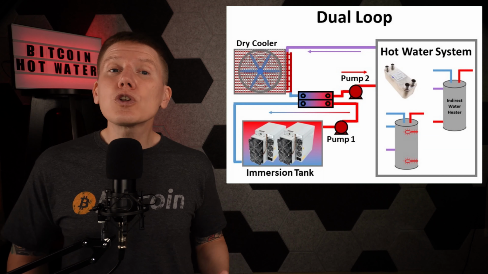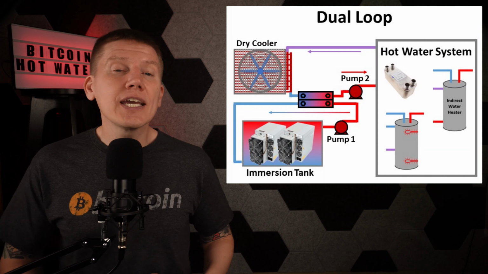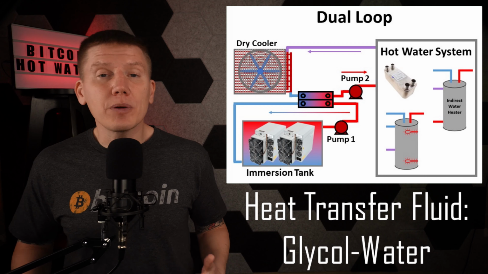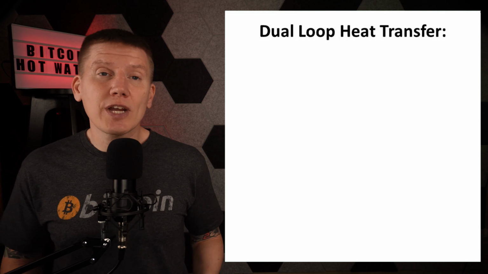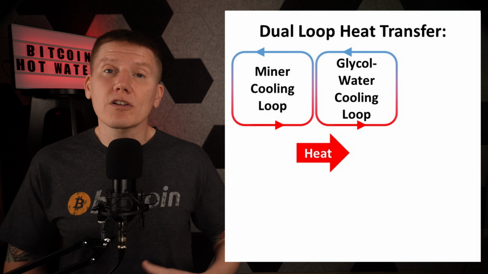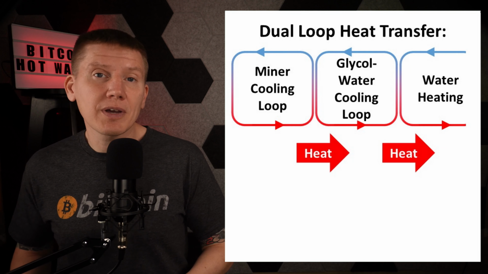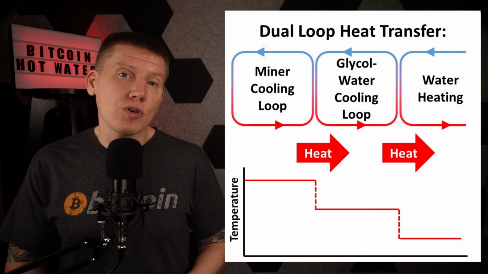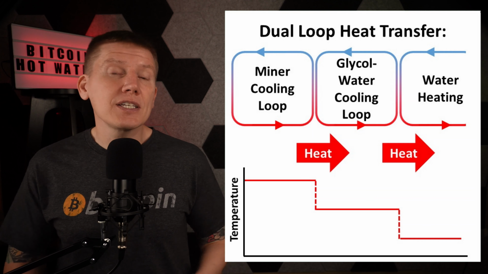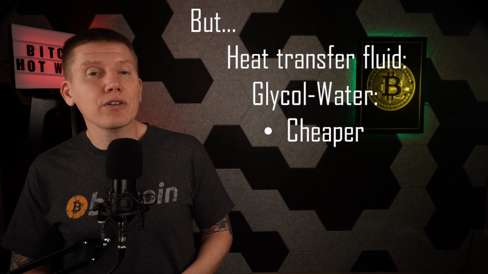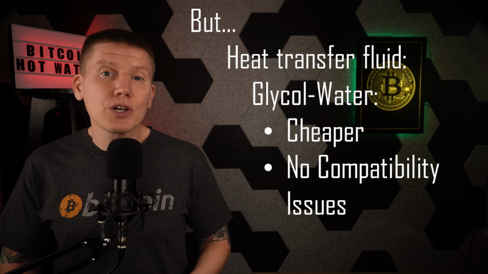In comparison, in a dual loop system, the fluid used to transfer heat to the hot water is going to be a glycol water mixture. Now, because the heat is transferred from the dielectric fluid to the glycol water loop, and then from the glycol water loop to the home hot water system, there's going to be a larger temperature drop, and it might be more difficult to heat water up to useful temperatures. But glycol water mixtures are cheap, and most all fluid handling components are made to handle it, so building a leak-free system is much easier.